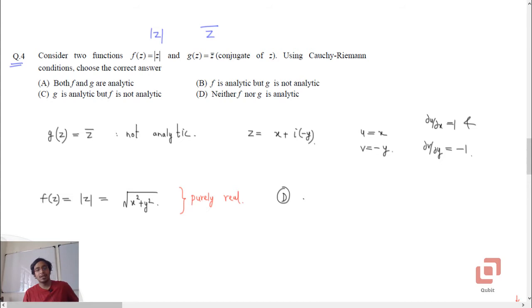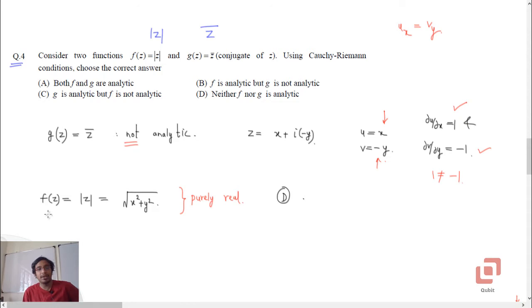Now these are two very basic, or I would say simple, functions which are not analytic. Let us do it for z bar. What is z bar? Z bar is x minus iy if z is x plus iy. So the real part of z bar is x and the imaginary part is minus y. The first Cauchy-Riemann equation is ∂u/∂x equal to ∂v/∂y. U with respect to x is 1, v with respect to y is minus 1. And because 1 can never be equal to minus 1, the first Cauchy-Riemann equation is not satisfied, and that is enough to decide that g of z is not analytic.